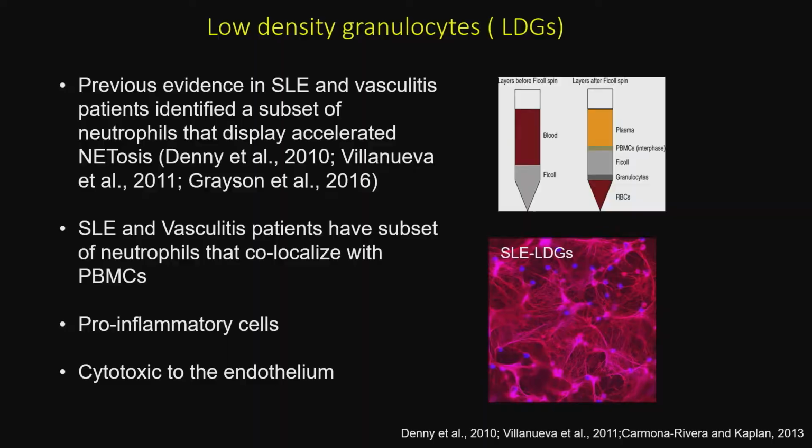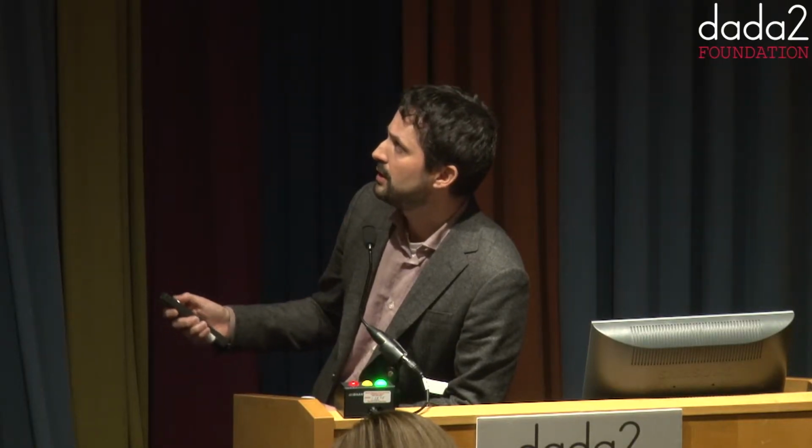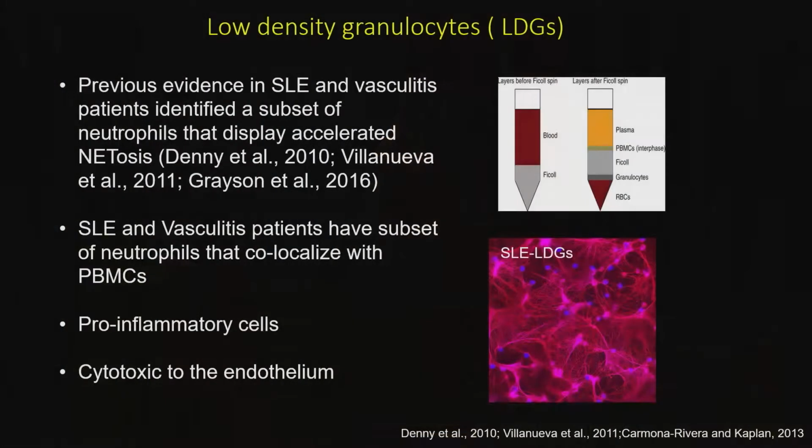because you can isolate them and measure them and quantify them in circulation. What low-density granulocytes are is this: when you separate blood over Ficoll, usually normal dense neutrophils are heavier, and they fall to the bottom of the tube. And up here you have your PBMC layer. So this really is patting your head and rubbing your belly.